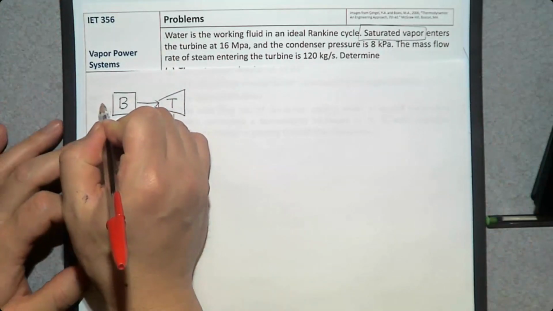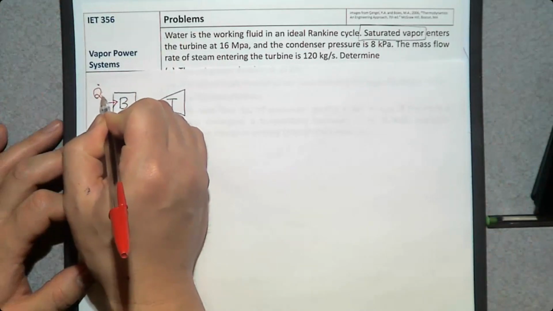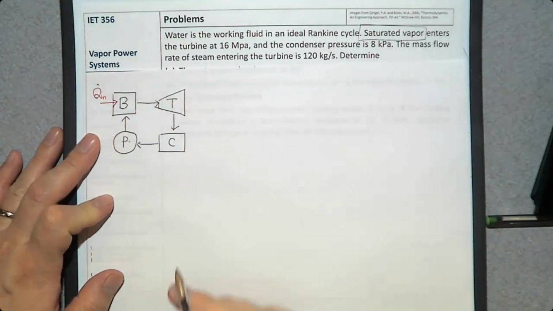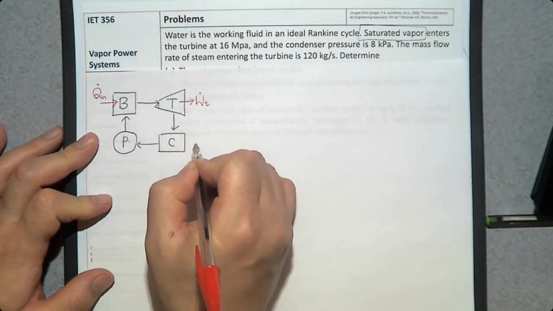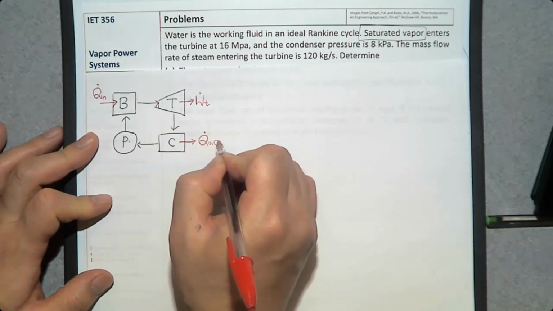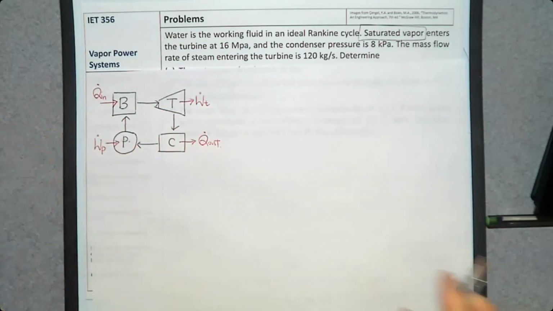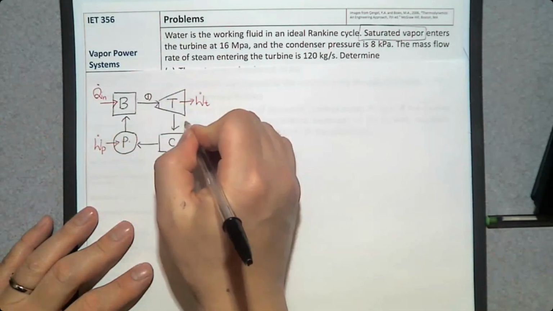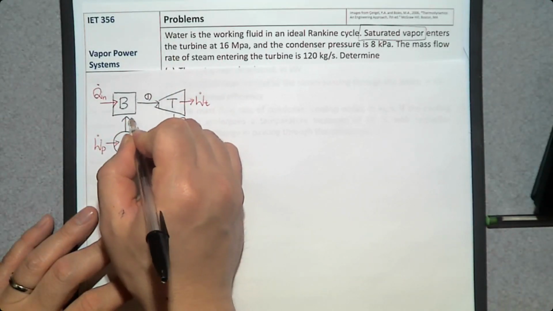So there's a heat transfer into the boiler, that is Q dot in, and there's a turbine that produces power, W dot T, and condenser, we reject heat, Q dot out. This pump consumes power, W dot P. And how many states do we have? 1, 2, 3, and 5? No, 4.